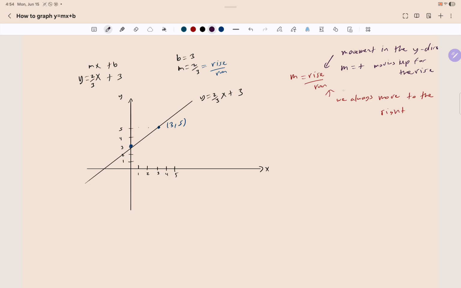But when the slope is negative, this means that we're moving down for the rise. In other words, positive slope will just move up on the y, just like negative slope will just move downwards. But the run is always to the right, regardless of whether the slope is negative or positive. Great, so let's see that in action.